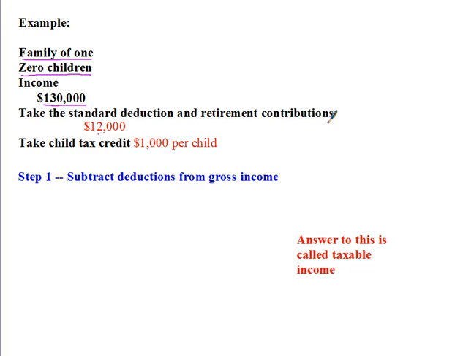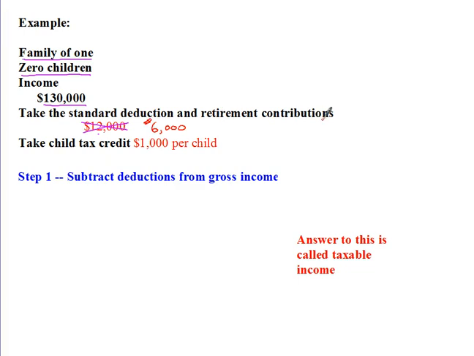Now, how are we going to do this calculation? A couple of things change from the previous video, where we had a couple that was married filing jointly. Now we only have a family of one. So first, that means their standard deduction is going to be cut in half. Instead of $12,000, which was for 2 people married filing jointly, their standard deduction is now only $6,000. So they get a $6,000 standard deduction for one person.